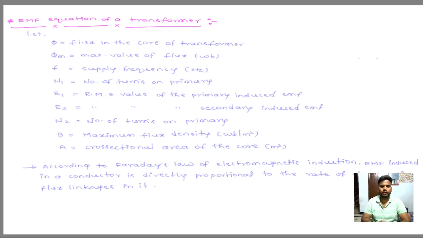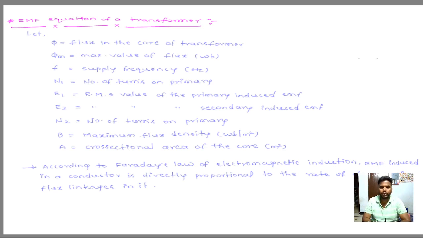Hello everyone. In this class, I am going to discuss the EMF equation of a transformer. In the last class, we completed the transformer working principle and operation. From the operation of a transformer, we came to know that EMFs are induced in the primary and secondary windings of a transformer by changing the flux linkages to the winding. Means the EMF is induced because of the change in flux linking with both primary and secondary windings.